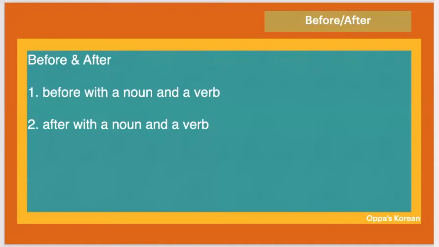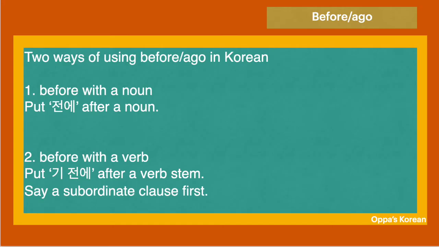Today we will learn how to say before and after in Korean. First, I will deal with before and then after. There are two ways of using before or ago in Korean. If you want to use before with a noun, you simply put 전 after a noun. If you want to use before with a verb, you put 기 전에 after a verb stem.